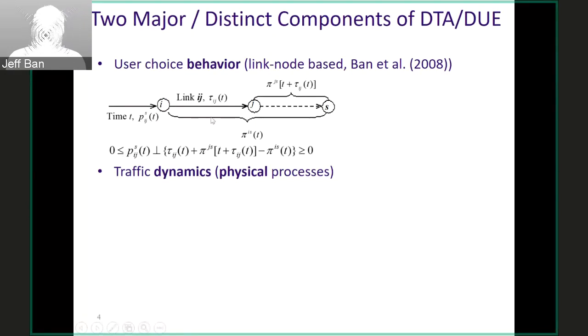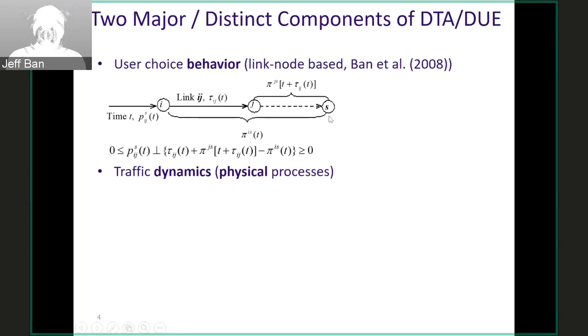So this perfectly captured the situation, which means if tau plus pi is strictly larger than pi I st here, which means this link is not on the minimum path, then this p has to be zero because the product has to be zero, and this one is strictly larger than zero, right? On the other hand, if these two are equal, then p can be positive, which means if the link is on the minimum path, then somebody will probably pick this link to the final destination, right?